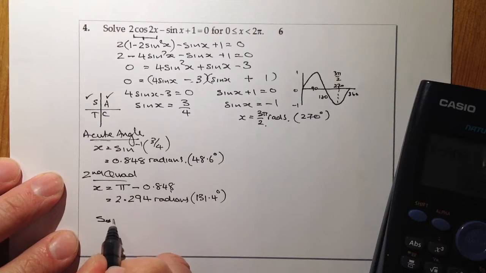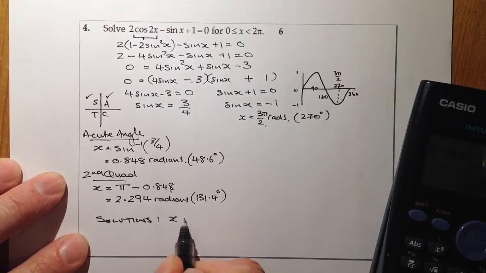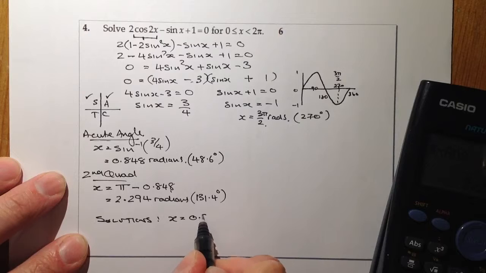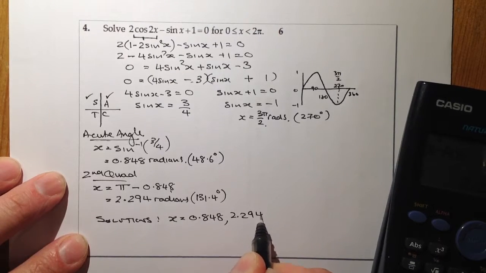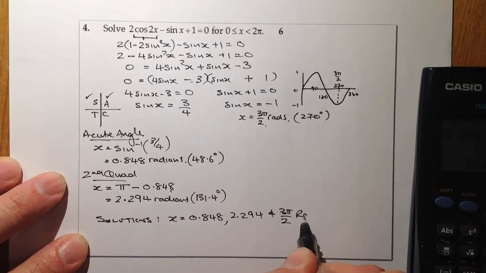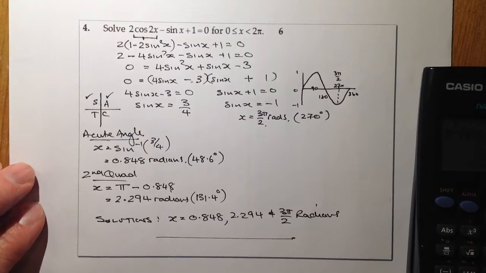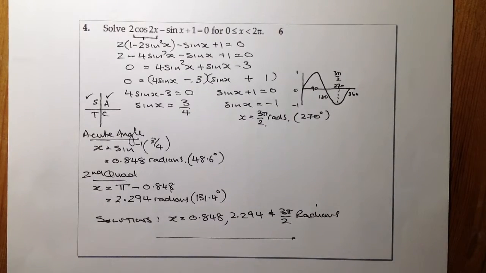So solutions, what we have is x is going to be equal to, right, so let's try and put them in order. So let's go for 0.848, I've got 2.294, and finally I'll just write that one the way it is, that's all, in radians. So that would be my final answer. So just remember, if you're doing this in degrees, you need to convert it into radians to make sure that you've got your final answer and you get the full marks on that.